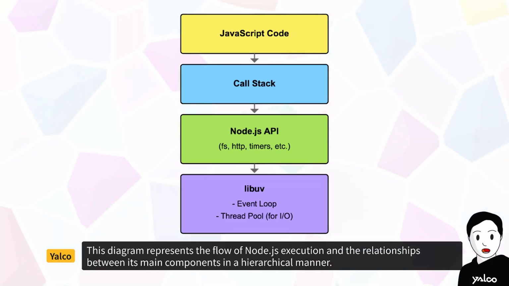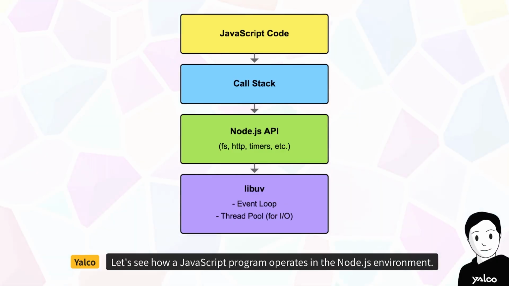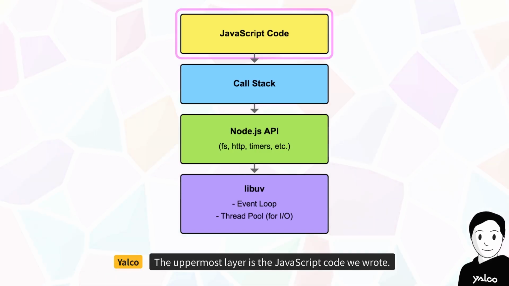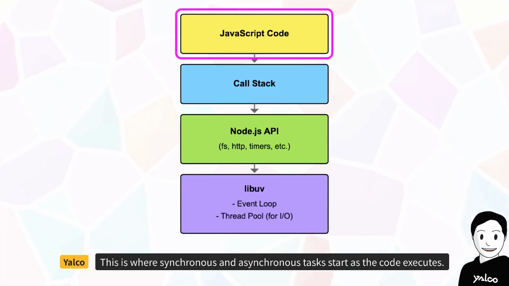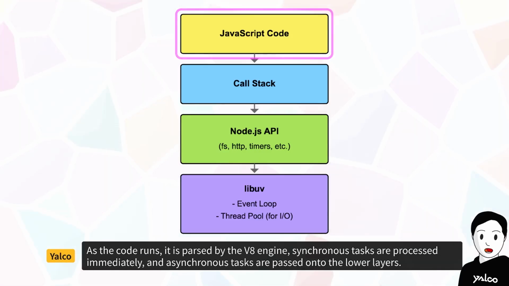This diagram represents the flow of Node.js execution and the relationships between its main components in a hierarchical manner. Let's see how a JavaScript program operates in the Node.js environment. The uppermost layer is the JavaScript code we wrote. This is where synchronous and asynchronous tasks start as the code executes. As the code runs, it is parsed by the V8 engine. Synchronous tasks are processed immediately, and asynchronous tasks are passed onto the lower layers.